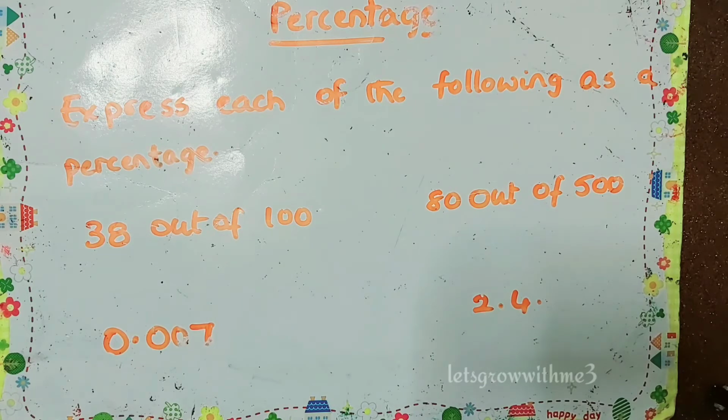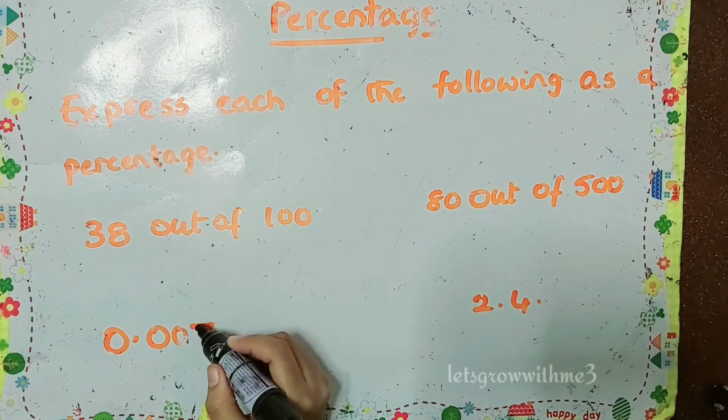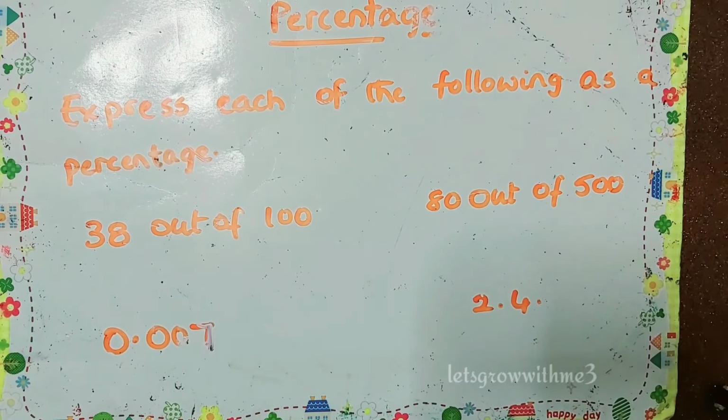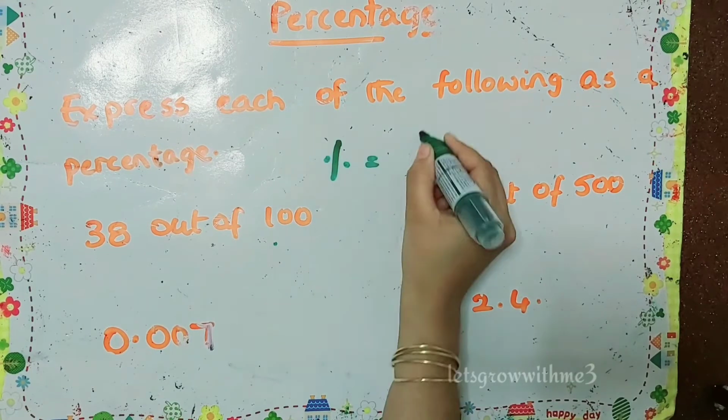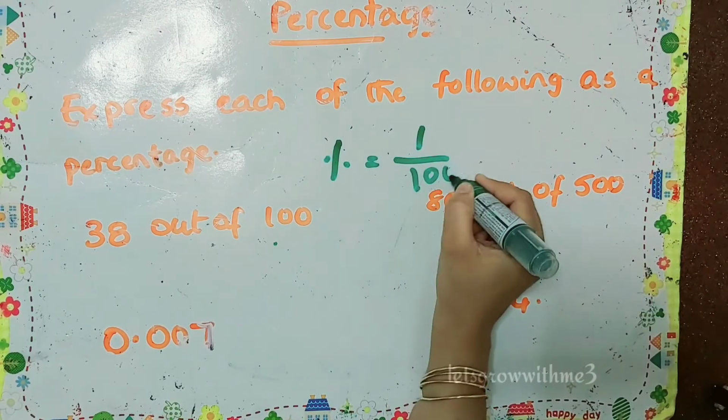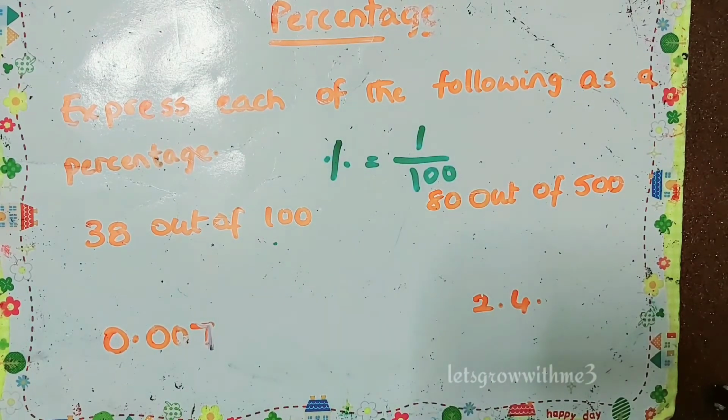Express each of the following as a percentage. So here we have a few values, and we need to show them in the form of percentage. Okay, so 38 out of 100. Let's see how we can represent this statement in the form of percentage. Percentage means out of 100 how much, right? So 1 over 100 is equal to percentage.